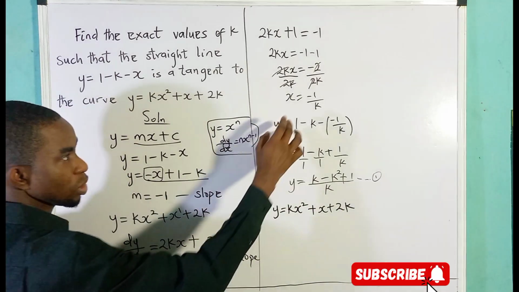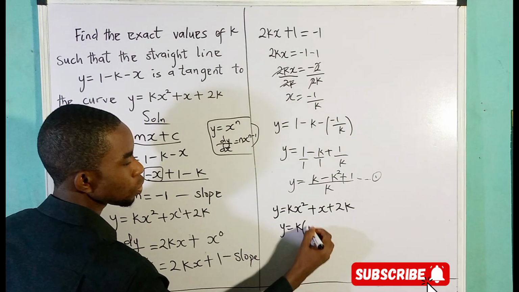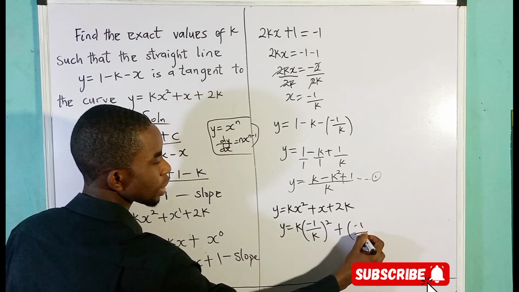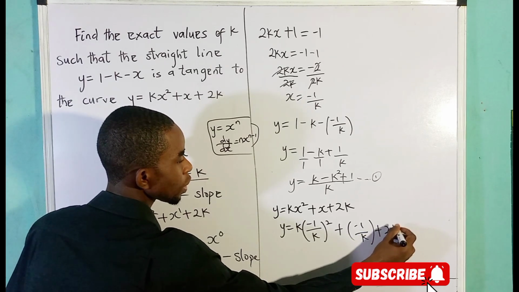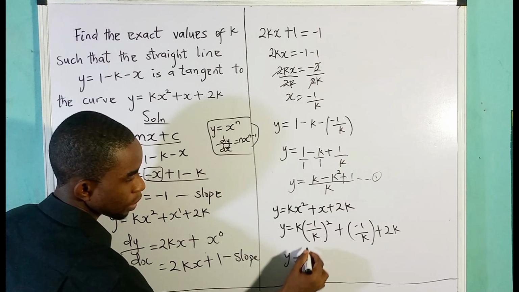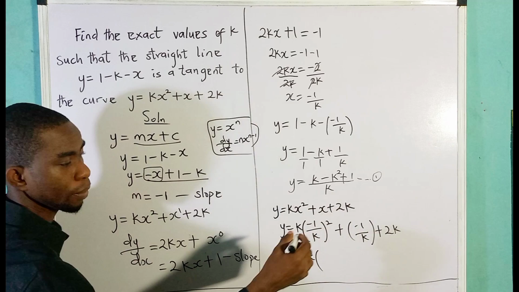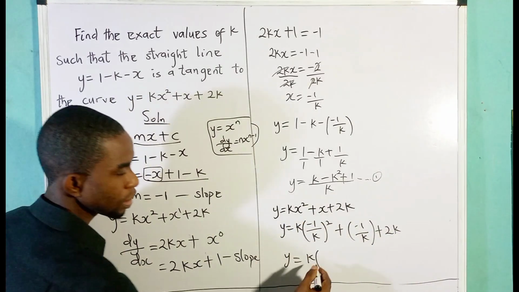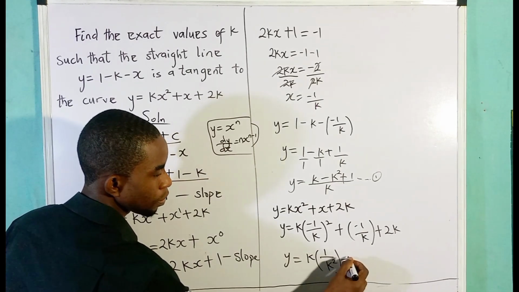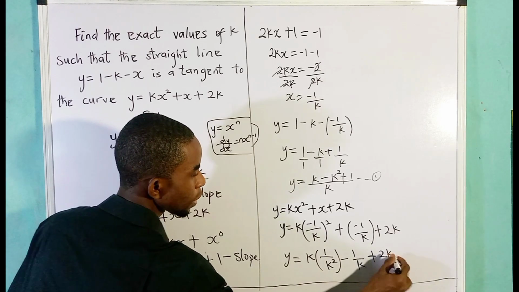Now I said I'm going to be replacing x with minus 1 over k. So y is equals to k into minus 1 over k squared plus minus 1 over k plus 2k. So y equals to k into minus 1 square over k square, right? And minus 1 square is 1 over k square. Plus minus is minus, that's minus 1 over k plus 2k.